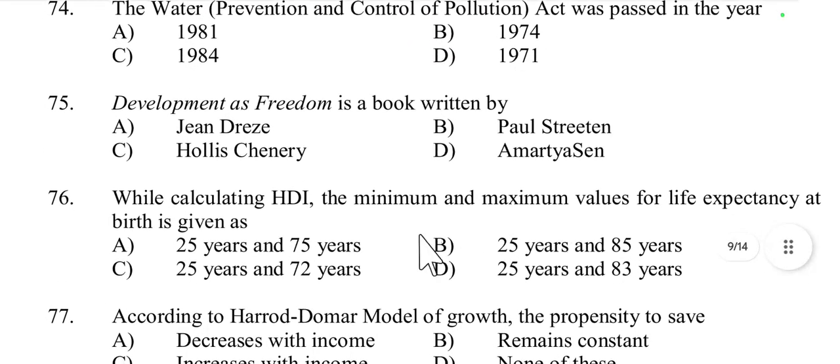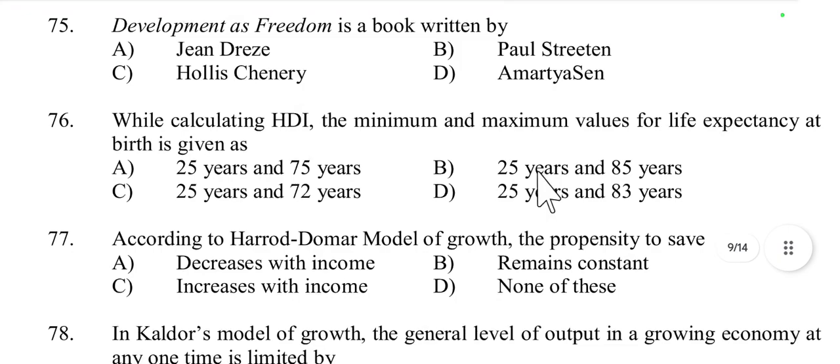Then question number 75, Development as Freedom is a book written by Gendries, Paul Streeten, Hollis Chenery, Amartya Sen. Development as Freedom. This book was written by Amartya Sen. Option D. Amartya Sen, a Nobel laureate, wrote Development as Freedom, which argues that freedom is both the means and end of development.